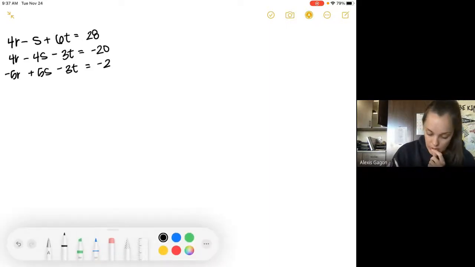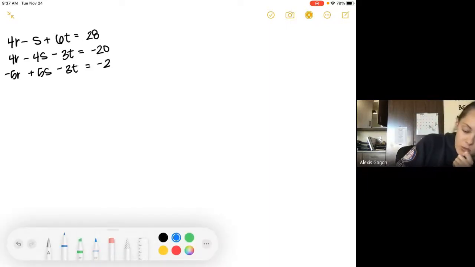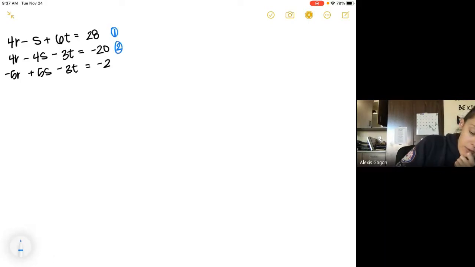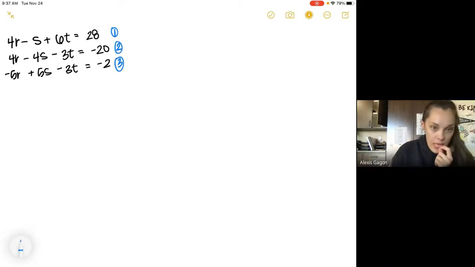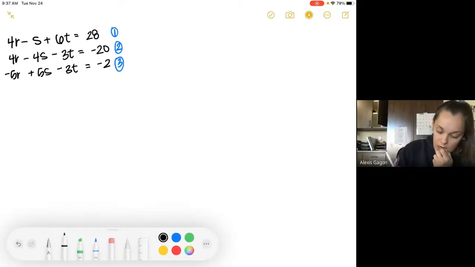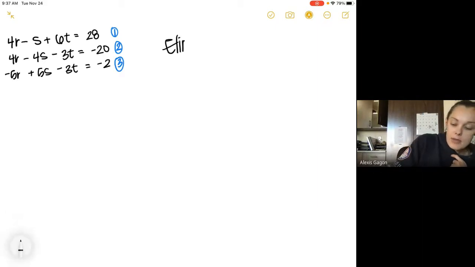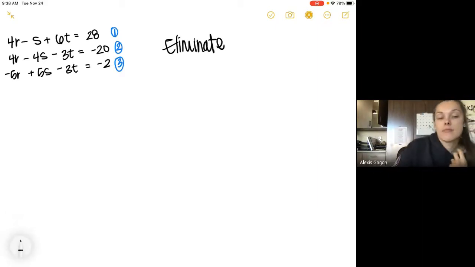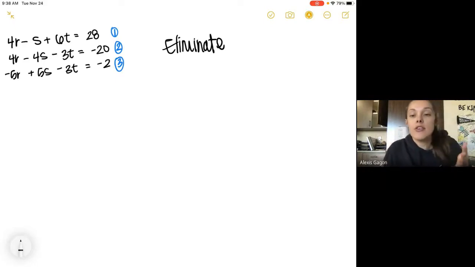So the first thing I'm going to do is label these: equation 1, equation 2, and equation 3. Just label the equations. It makes it easy and is a way to keep us organized. Now, we have to choose which variable to eliminate. It doesn't really matter which, but whatever you choose, you have to stick with it, and you'll always end up at the same spot regardless of what variable you choose.